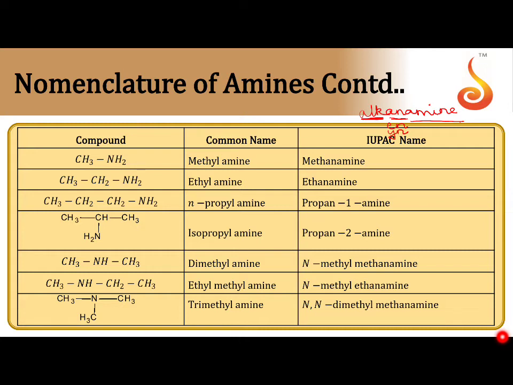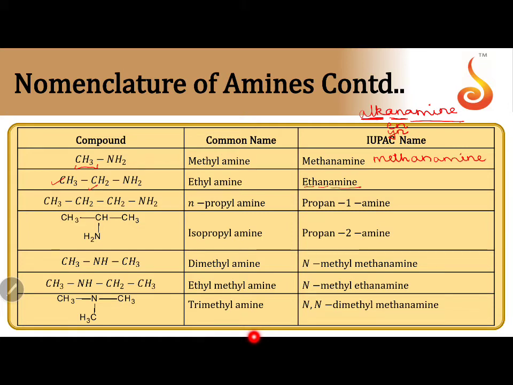In the first example, we see that there is one carbon, so meth, ane, skip the E of methane and add amine. In the next one, we see that there are two carbons, so eth, between carbon and carbon there is a single bond, so ane, skip the E and add amine.